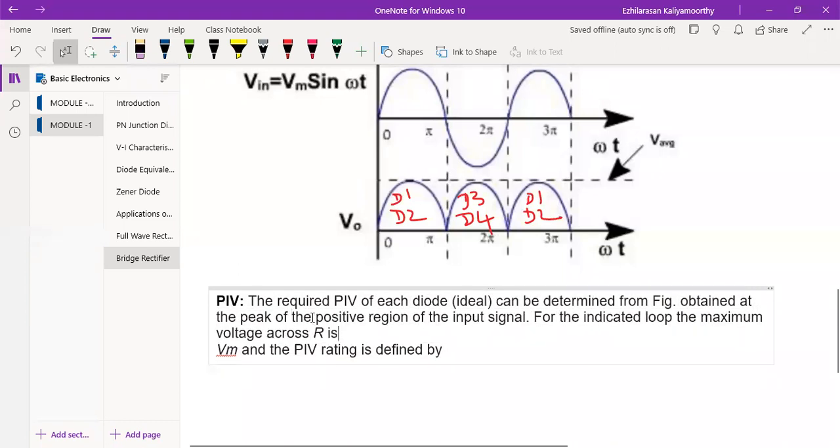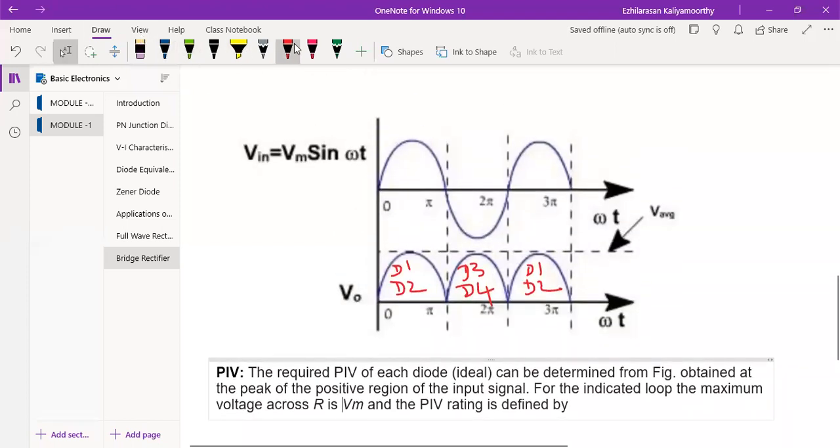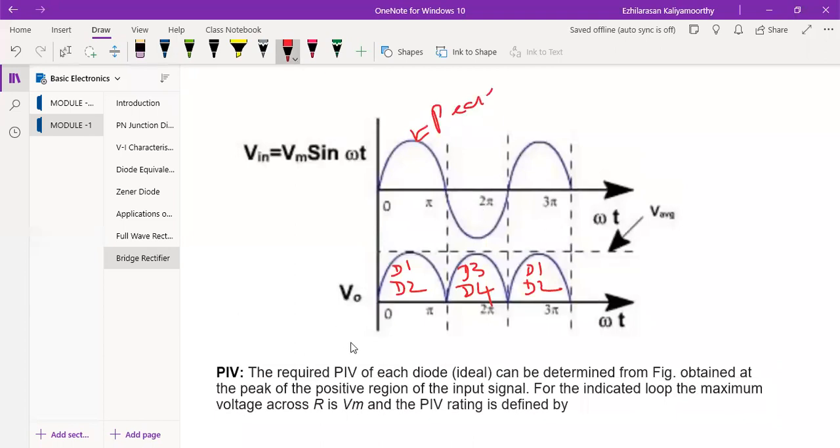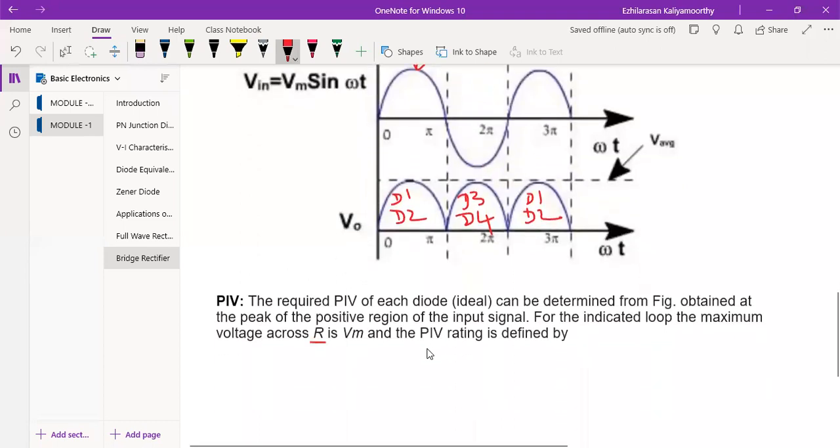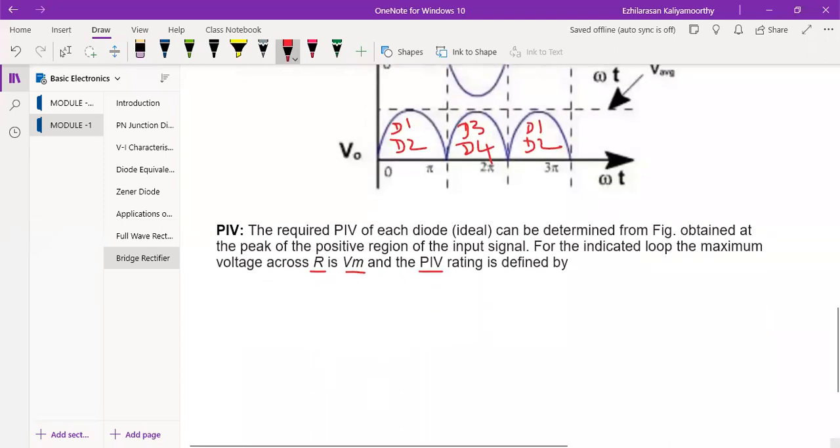The PIV, very important. The required PIV of each diode, that is the ideal, can be determined from this figure obtained at the peak of the positive region of the input signal. Peak in the sense, this is the peak of the input signal. So for the single loop, the maximum voltage across R is Vm, and the PIV should be greater than or equal to Vm.